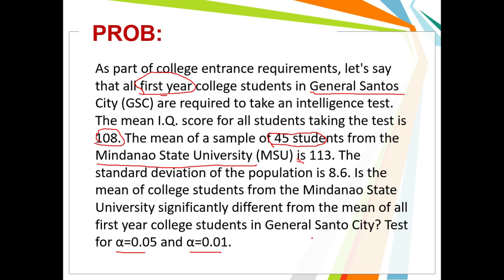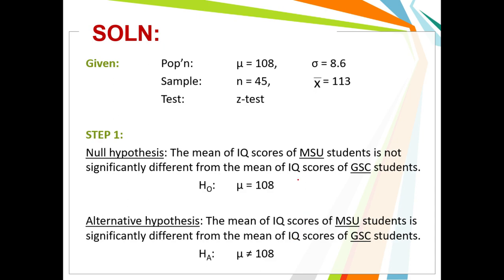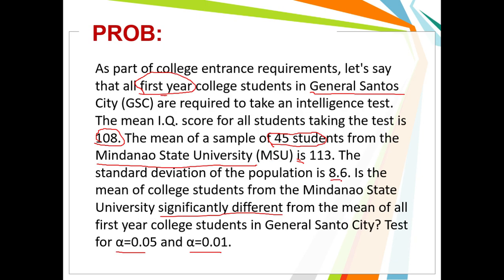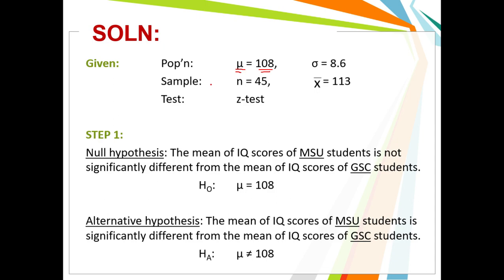Okay. So, we want to compare kung significantly different or hindi ba yung performance ng MSU compared sa kalahatan or sa buong Gensan, which is 108. Okay? So, let's write down first yung ating mga data. So, we have ang mean ng ating students who took up the exam is 108. Ang kanyang standard deviation dito sa problem is 8.6. Ating sample naman, so 45 students yung galing sa MSU Gensan, ang kanilang average is 113. So we want to test kung ang 108 ba na mean sa lahat ng students ng Gensan is significantly different sa mean ng mga taga-MSU, which is 113.